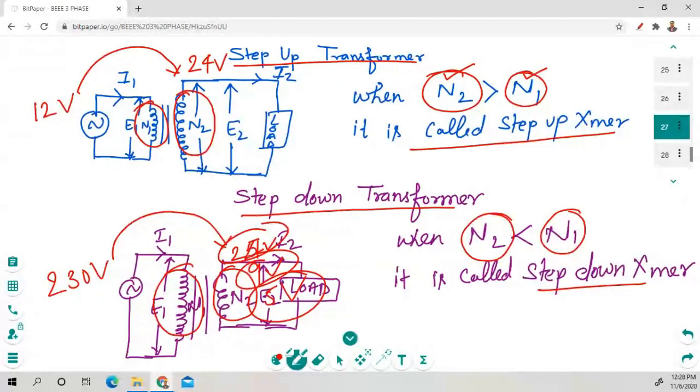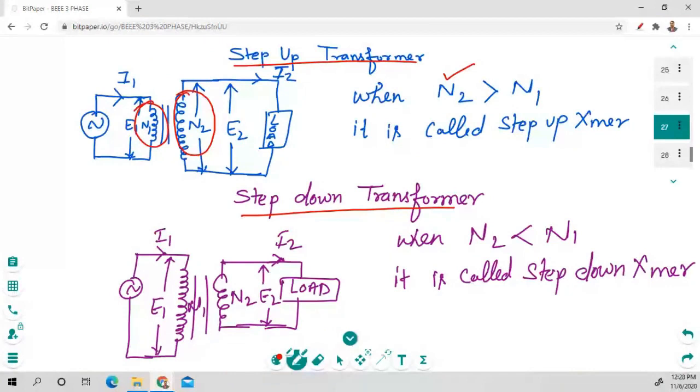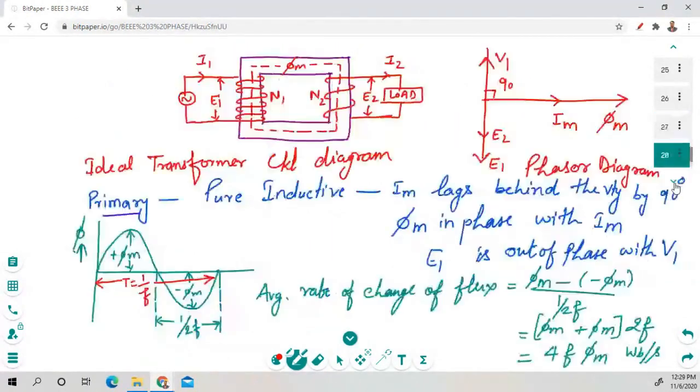So how can you find out which one is step-up and which one is step-down? It depends on the number of turns. If your primary side number of turns is more and secondary side number of turns is less, it is called a step-down transformer. If your secondary side number of turns is more and primary side number of turns is less, it is called a step-up transformer. Is that clear? Write in chat box. Okay, let's come to the next point.